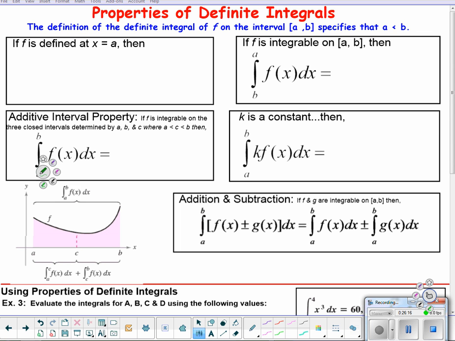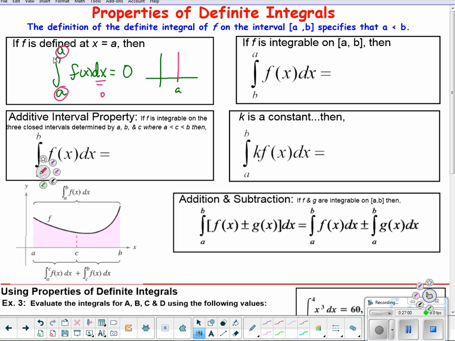So if f is defined at x equals a, then if I take an integral bounded from a to a of f of x dx, what would its value be? It would be 0. Why is that? Well, if I'm integrating from a to a, I end up with a vertical line at a, right? Because it's just going from a to a. There is no width. And if there's no width, there's no area. So that would be like a width of 0, essentially. So this turns out to be 0.